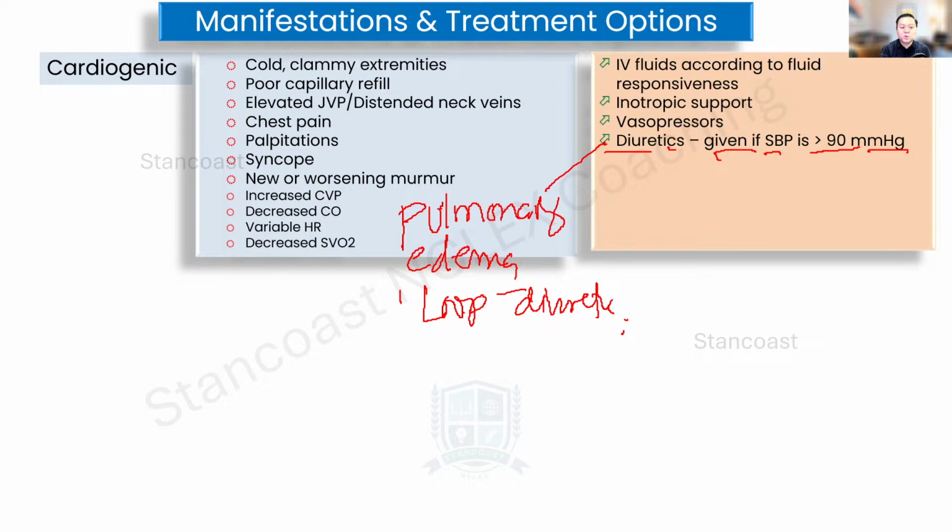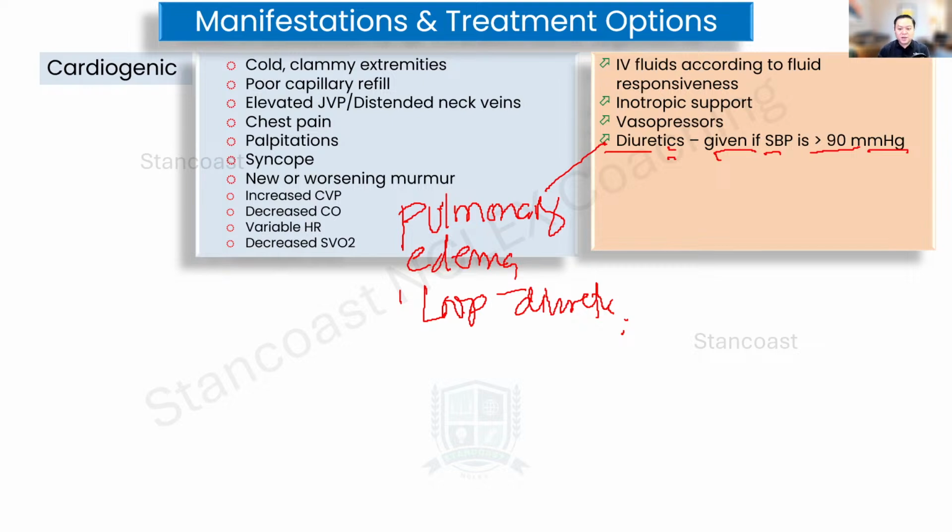So it is going to be dependent on the patient's overall state. If the patient's blood pressure is still above 90, go ahead and do that and monitor the patient's vital signs, okay? If the patient's systolic blood pressure is already low, do not give the Lasix. It will cause more issues in the cardiac output.